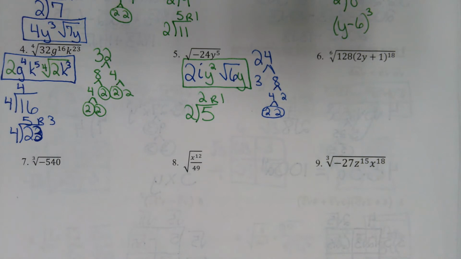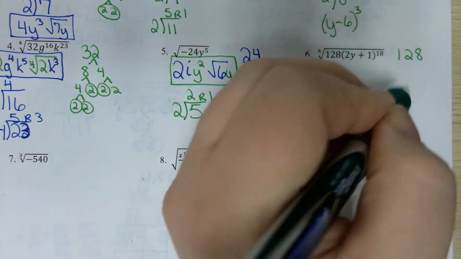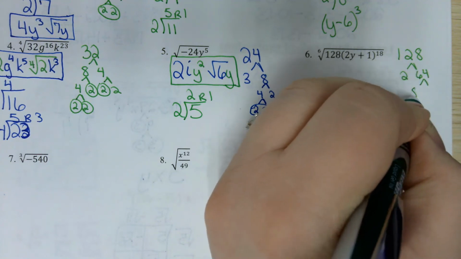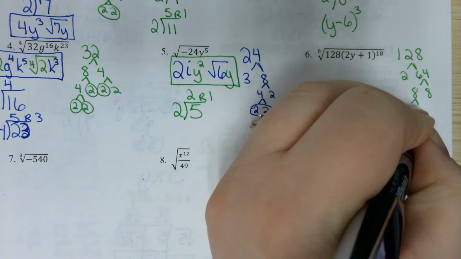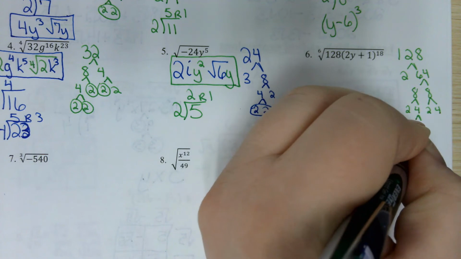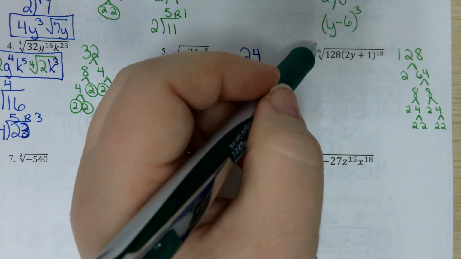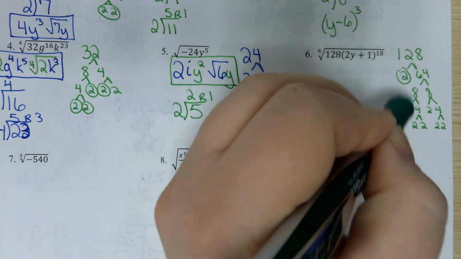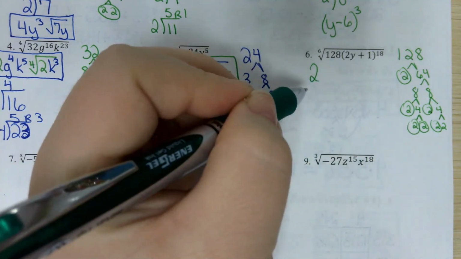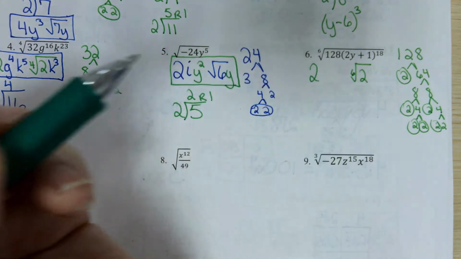For number 6, we'll start off with a factor tree for 128. So 128 and 2 and 64, 8 and 8, 2 and 4, 2 and 4, and then the 4s will go down to be 2 and 2 and 2 and 2. We are looking for groups of 6 of the same number. 1, 2, 3, 4, 5, 6. So one group of 2 can come out, and then we have the 6th root of 2 will remain inside.